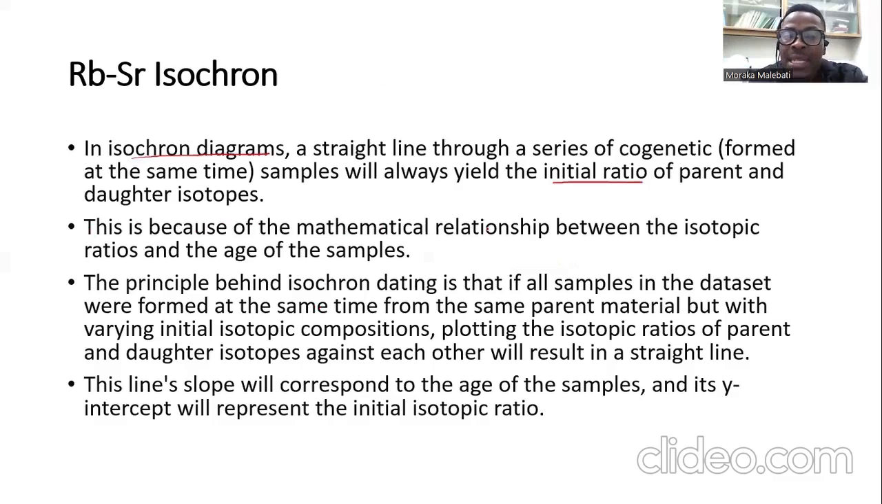This is because of the mathematical relationship between the isotopic ratios and the age of the samples. So the principle behind isochron dating is that if all samples in the data set were formed at the same time from the same parental material, that is to say they are cogenetic, but with varying initial isotopic composition, plotting the isotopic ratios of parental and daughter isotopes against each other will result in a straight line. Irrespective of the time, the straight line will always start from time 0, where we have the initial strontium 87 and strontium 86 ratio. This line's slope will correspond to the age of the samples, and its y-intercept will represent the initial isotopic ratio.